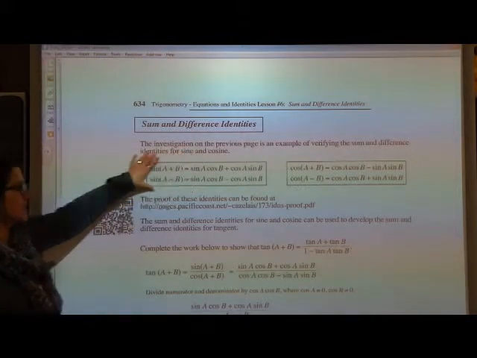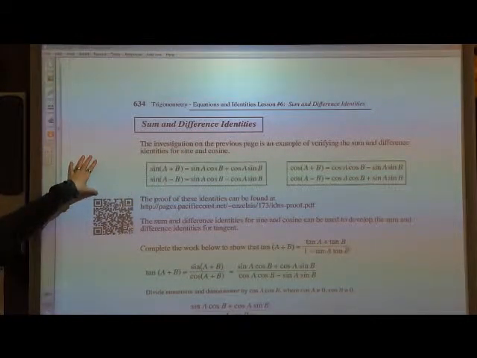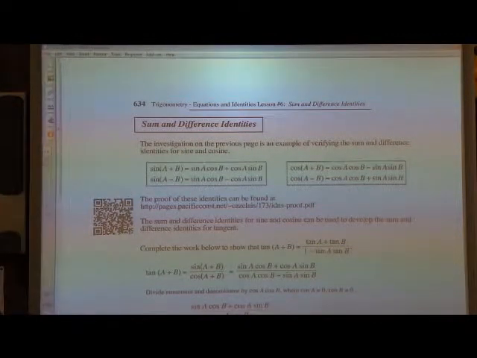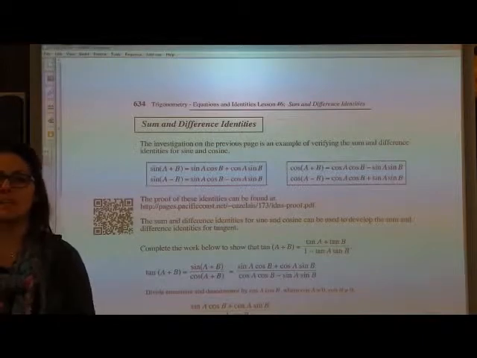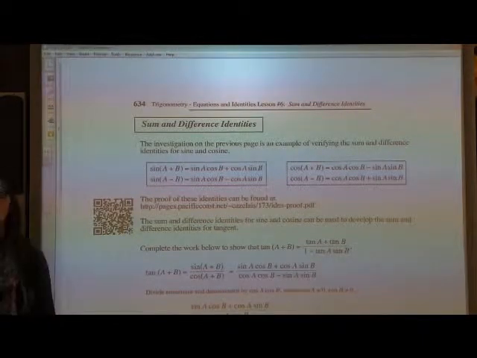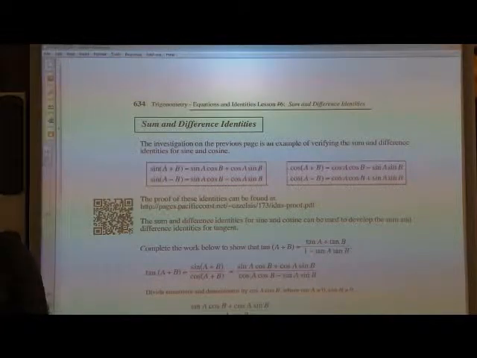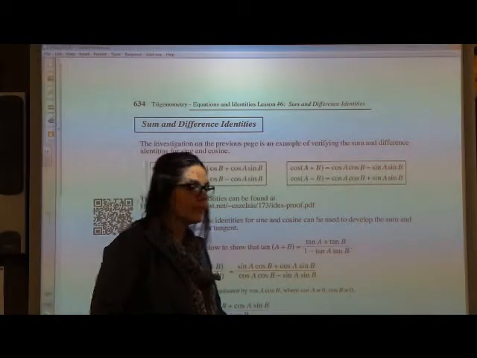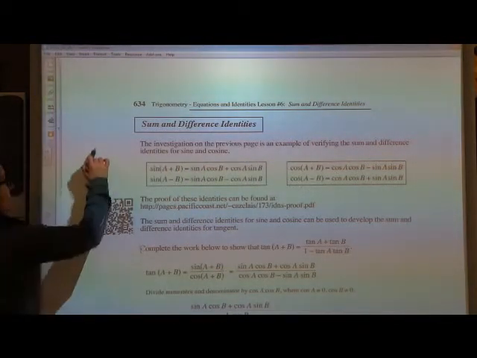You are not expected to prove these identities. The identities are provided to you on your formula sheet for your reference. Where these come in is these allow us to find the exact value of an angle that otherwise I wouldn't be able to. An angle such as 15 degrees.